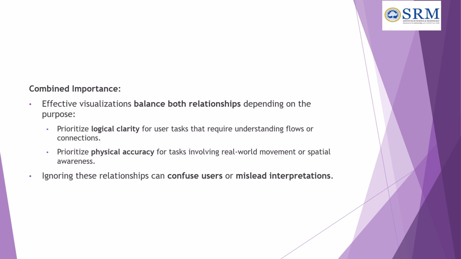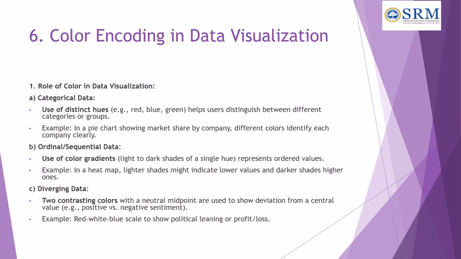But if the task involves real world movements like planning a trip or responding to an emergency, then physical accuracy matters more. If these relationships are not shown correctly, it can confuse people or lead to wrong decisions. That's why choosing the right type of relationship for your visualization is very important.